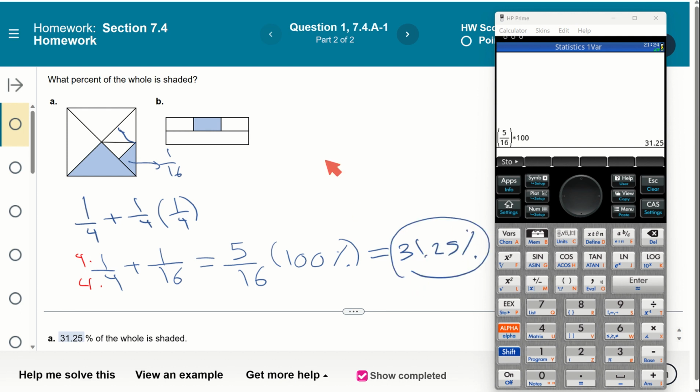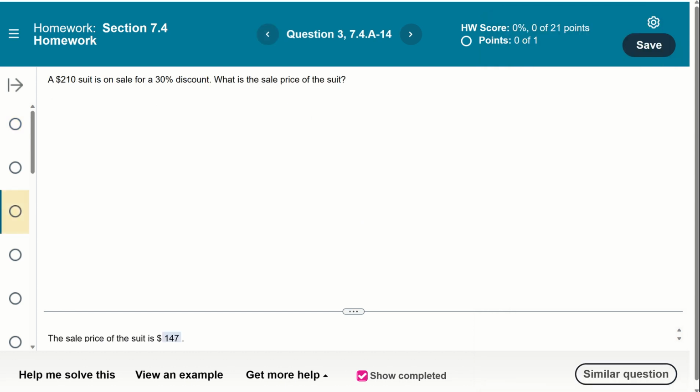All right, so you should be able to handle this one now. Think about it, it's not that bad. Okay, on this one you have a $210 suit that's on sale for a 30% discount. What's the sale price of the suit?